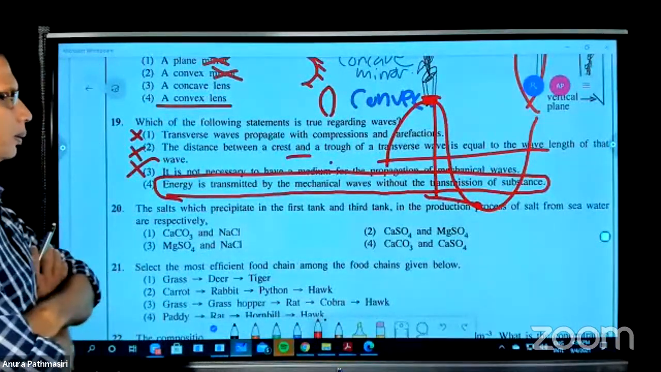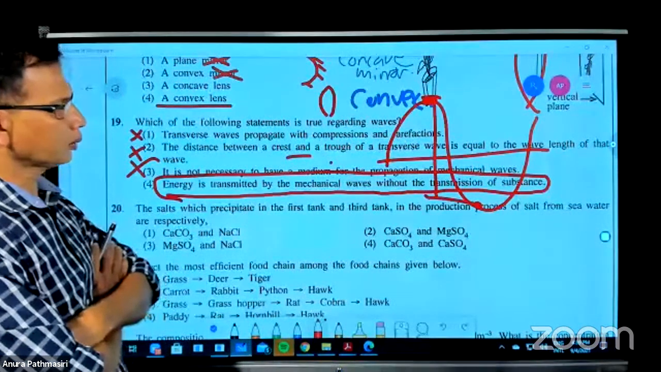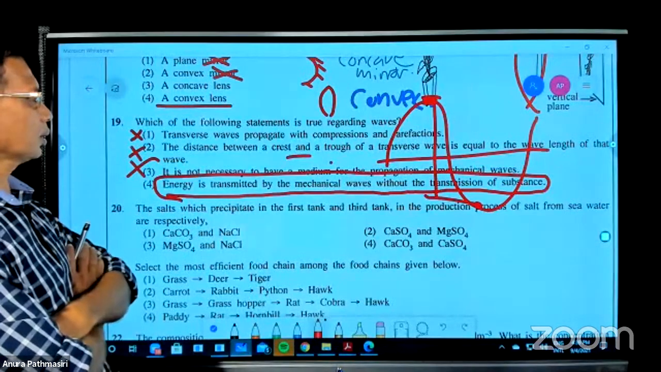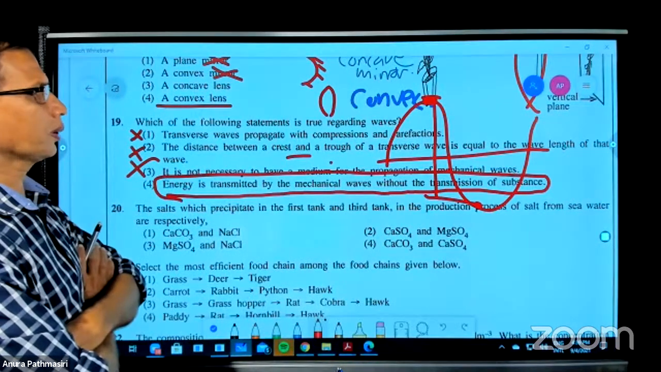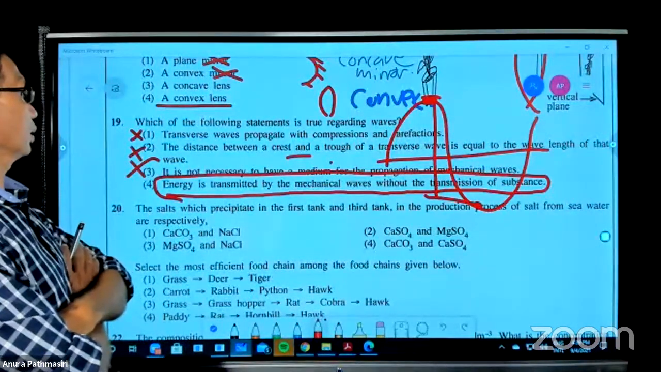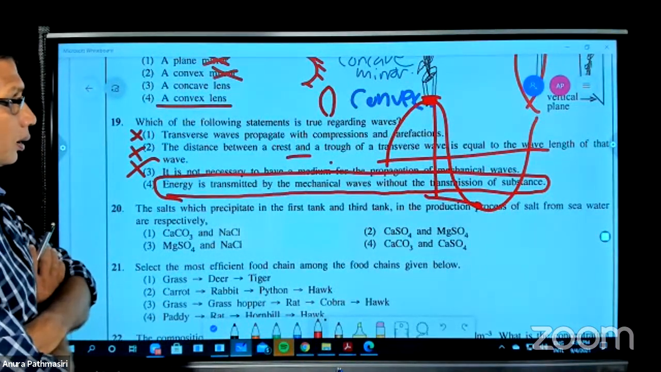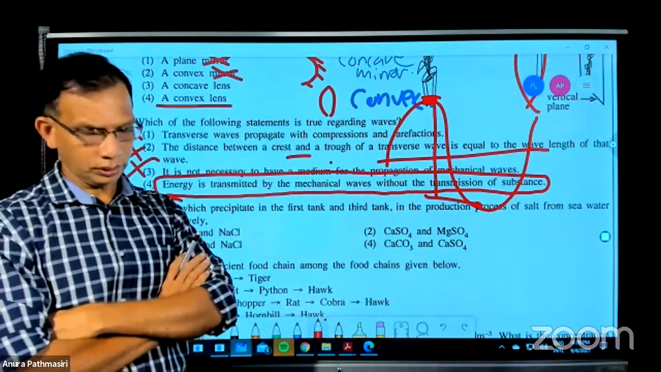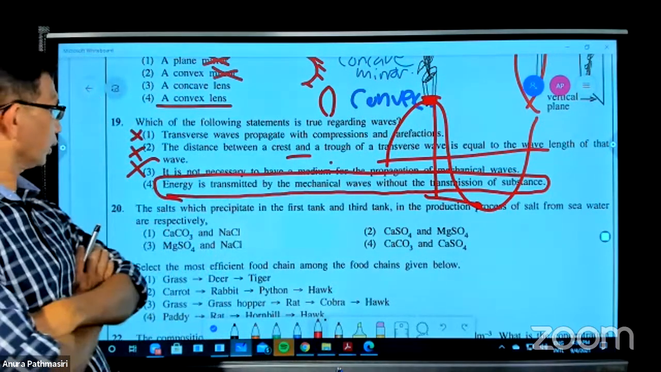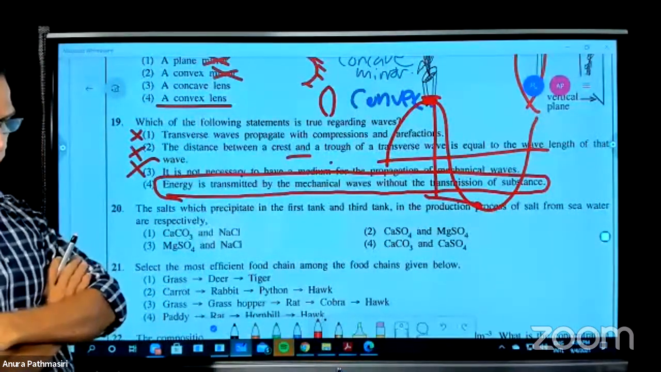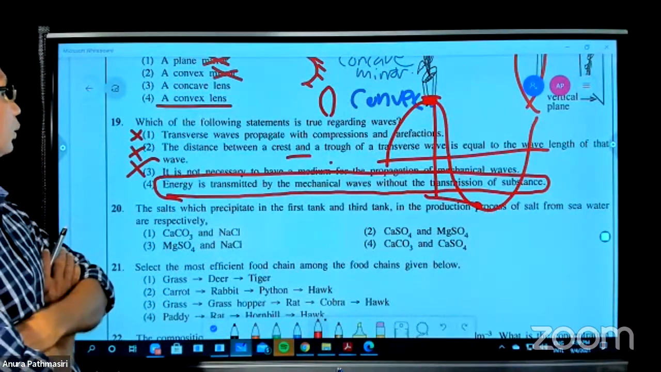Energy is transmitted by the mechanical waves without the transmission of substance. It is not necessary to have a medium for propagation of mechanical waves. Transverse waves propagate with compressions and rarefaction. It is totally wrong. What is the correct answer, children? Fourth one.